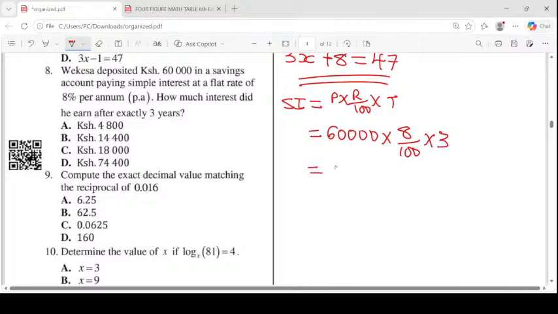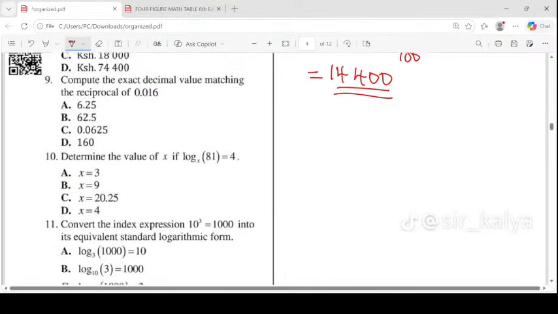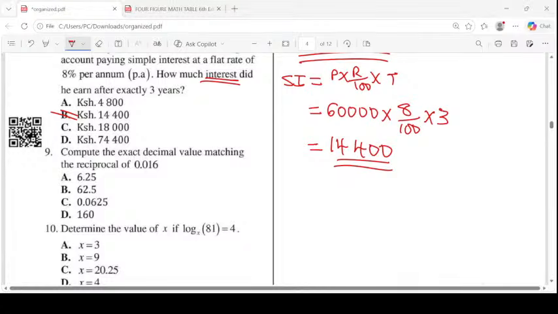Here you are free to use your calculator for a higher degree of accuracy. 60,000 multiplied by 8 over 100 times 3 gives you 14,400. Remember, they just want the interest, not the amount, so the answer is B for boy. Let us look at question number 9.